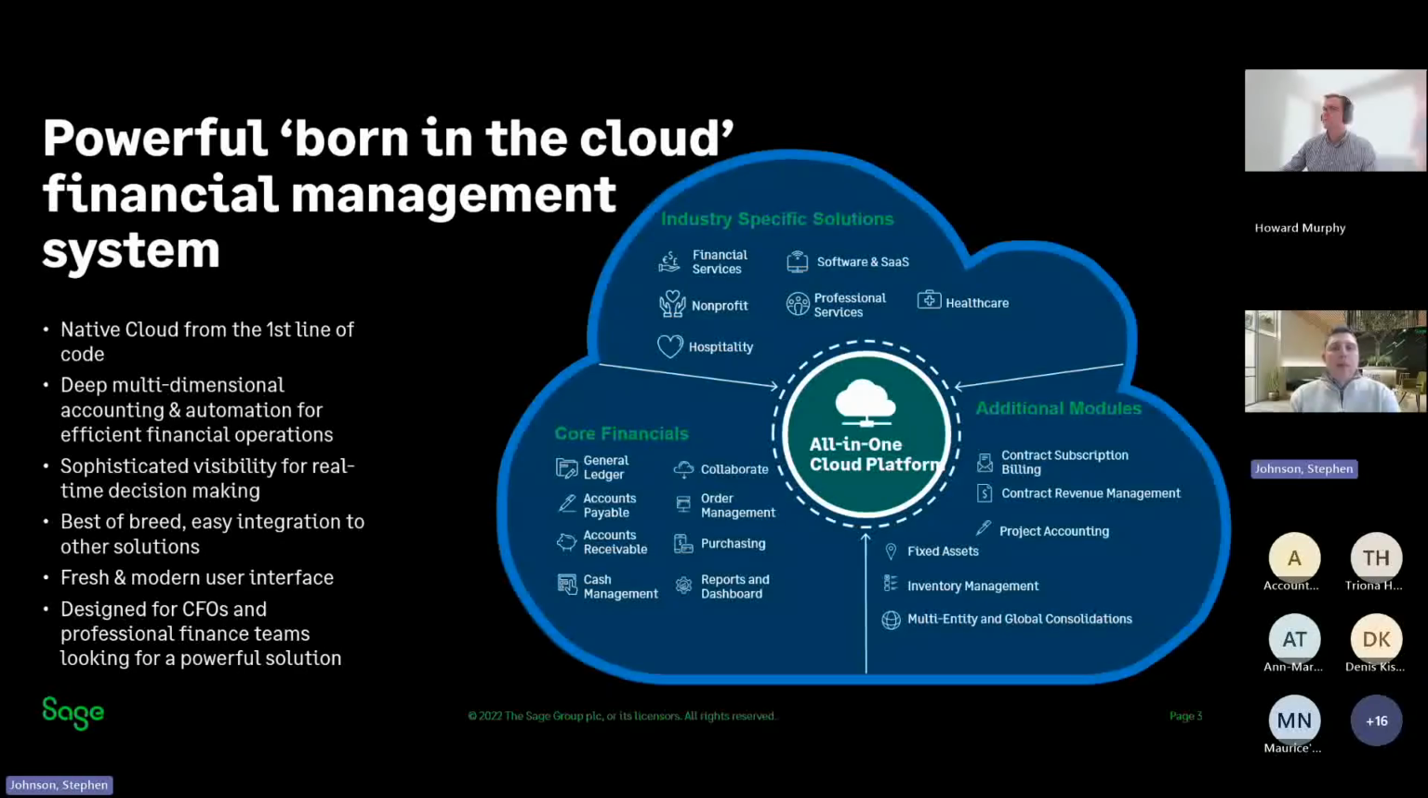So in terms of what you get with Sage Intacct and what it's all about, it is native cloud. By that, what we mean is it was written as a cloud solution. It's not like one of our older platforms where we've taken a desktop solution and pushed that into the cloud. This was designed to be a cloud solution from day one. One of the things we'll talk about very early on is the dimensional accounting nature of the system. So we're moving away from a traditional chart of accounts to a true dimensional solution. We'll spend a bit of time talking about that today.